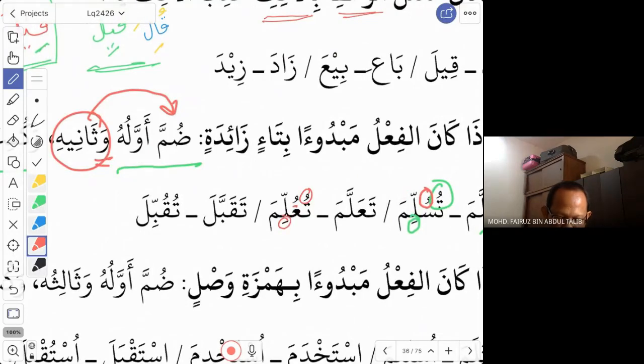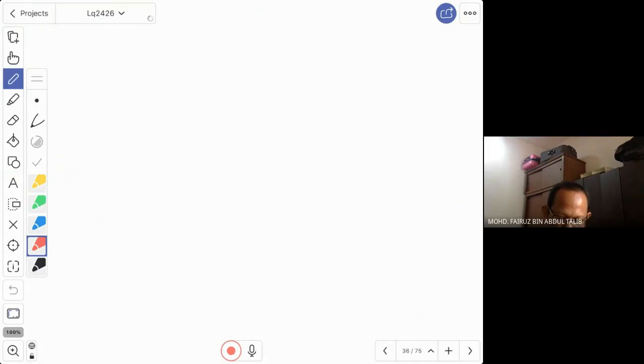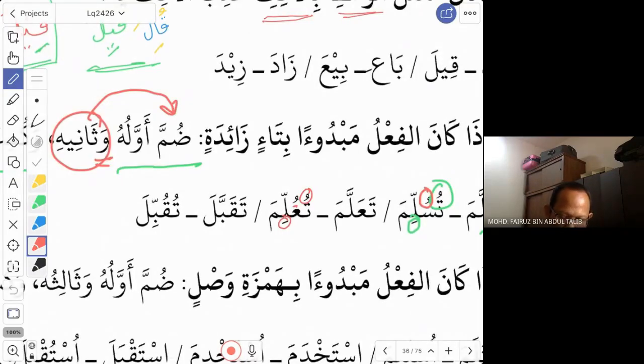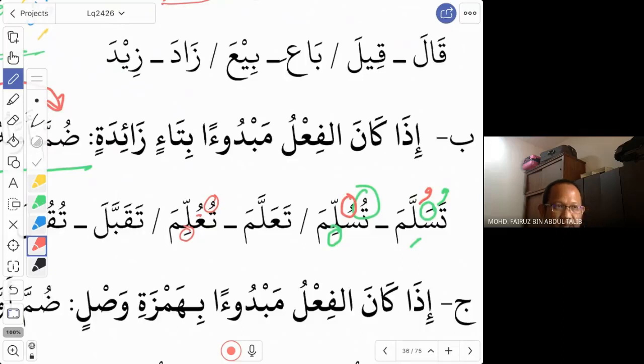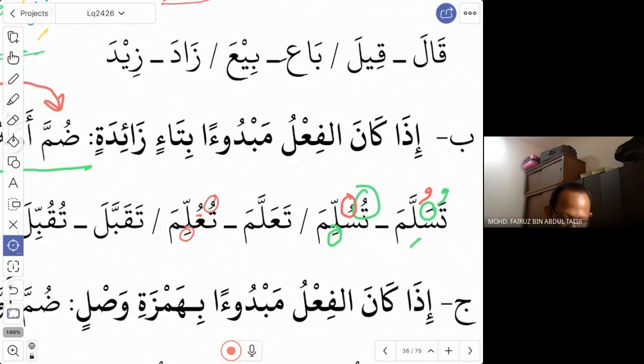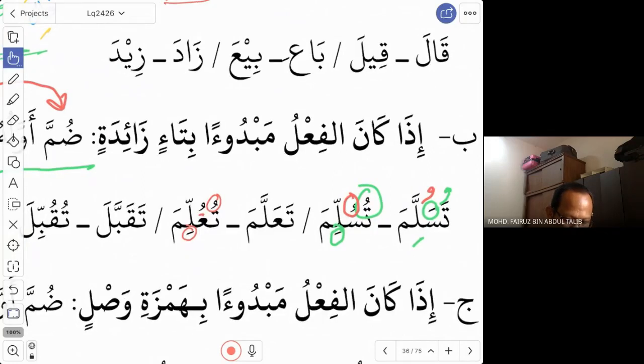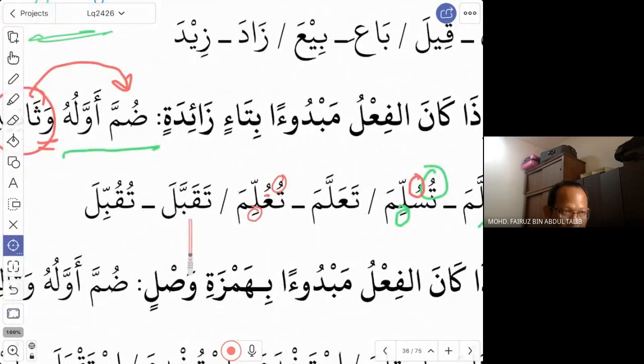So it is not possible to say tatu'allima, no. Tu'allima. Ta'allama, learn. Tu'allima, was learned. Tasallama, receive. Tusullima, was received. And the last word is taqabbala. This is the word when we say taqabbalallahu minkum, accept. So Allah accepted your deeds. Tuqabbila, was accepted.